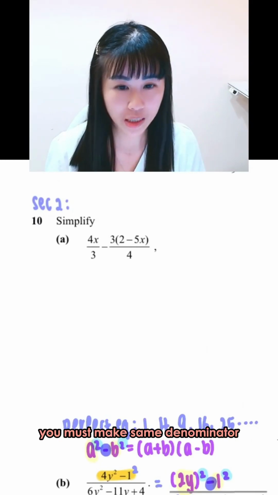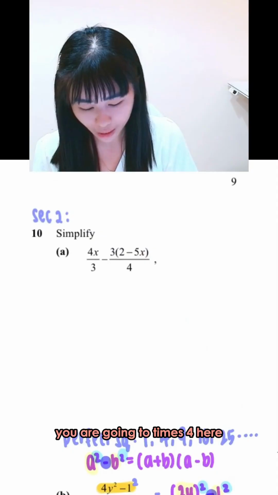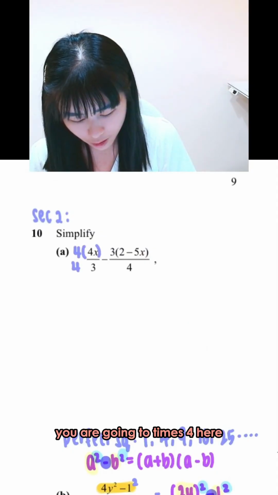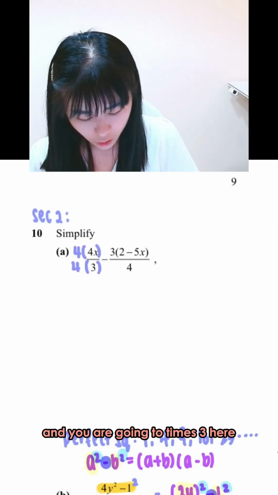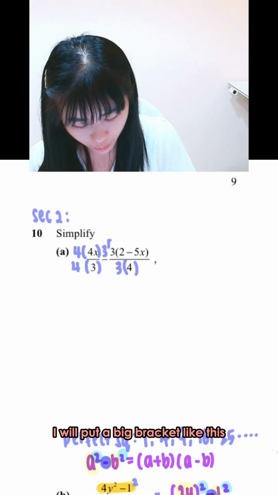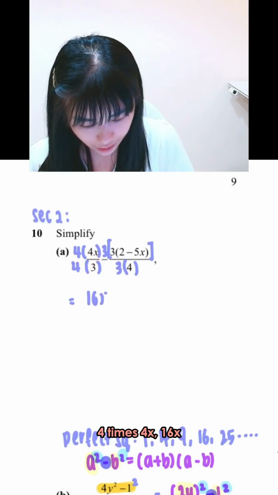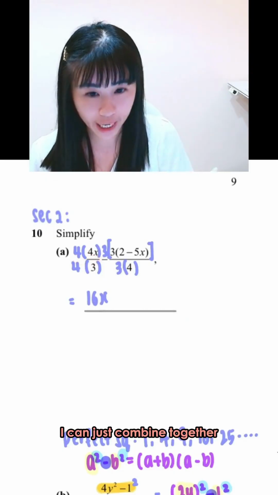To be able to minus it, you must make the same denominator. So to make the same denominator, you are going to times 4 here, and you are going to times 3 here. Now the 3 here I put, right, I will put a big bracket like this. 4 times 4x, 16x. If I make the same denominator already, I can just combine together.